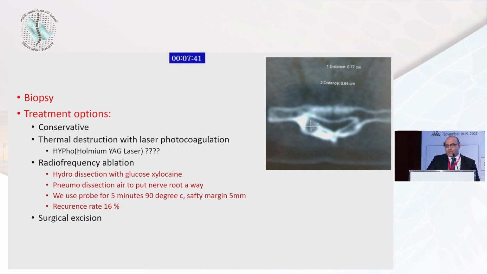Also, radiofrequency ablation needs special technical methods to dissect the neural structures away from the lesion, like pneumodissection or hydrodissection using glucose or xylocaine. And of course, you can apply the probe to release radiofrequency waves that create a temperature of 90 degrees Celsius for 5 minutes, which can cause destruction of the tumor. But it is recorded in the literature that the recurrence rate may reach up to 16%.